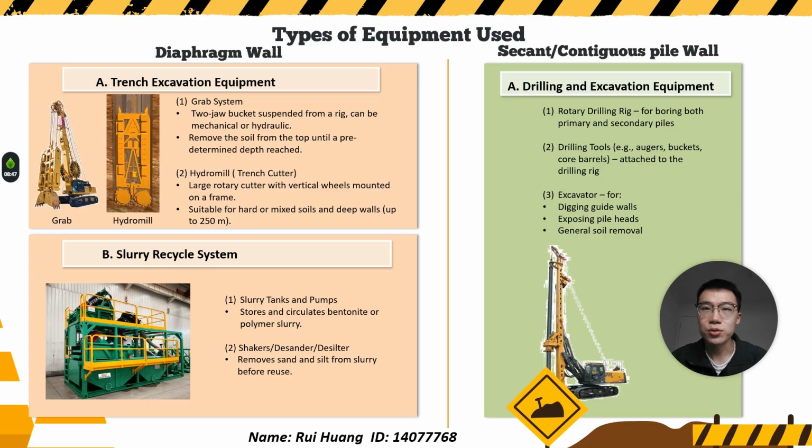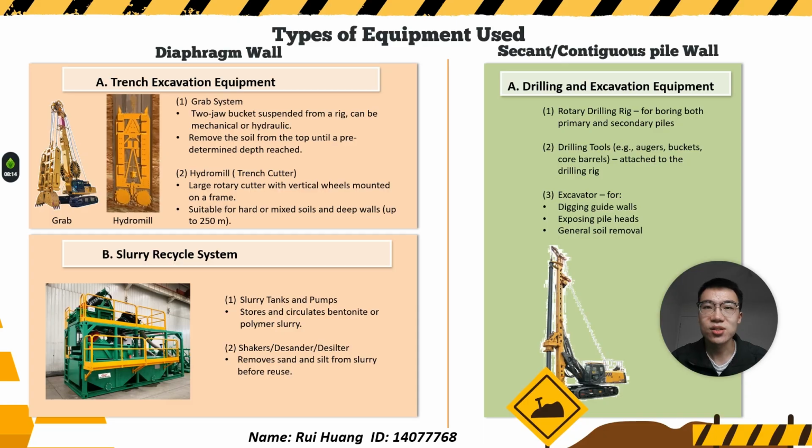Diaphragm walls also require a slurry recycling system to maintain trench stability. This involves slurry tanks and pumps, which store and circulate bentonite during excavation. The system also includes shakers, desanders, or desilters, which remove sand and silt from the slurry so it can be reused. Now, moving on to the drilling and excavating equipment of secant or contiguous pile walls.